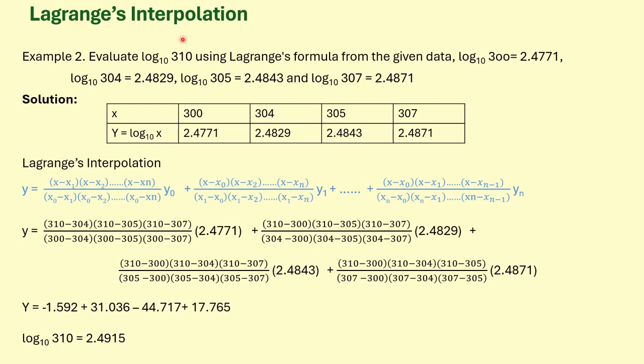On substituting these values, here x, the value to be interpolated, is 310. Okay, so the other values are given, we have to take them from this tabulation which is given and substitute them. After substituting, we have to simplify it and we get this value.